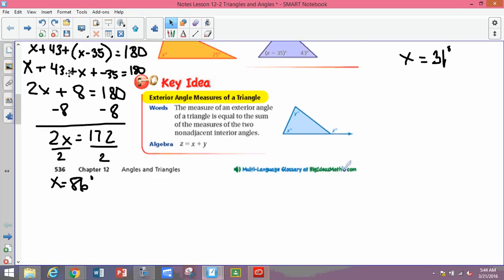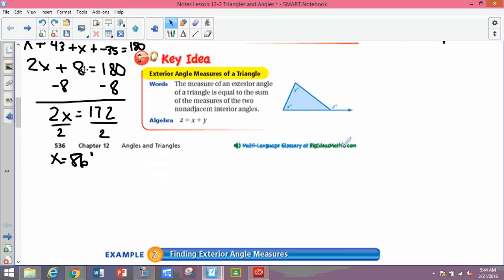Okay, so this is where the new concept comes in. The exterior angle measures of a triangle. This says that the measure of an exterior angle of a triangle is equal to the sum of the measures of the two non-adjacent interior angles. So z here is adjacent to this angle right here that they didn't label. Because z is adjacent to this angle, the opposite two angles, x and y, are going to be the same measure as z. So z equals x plus y.